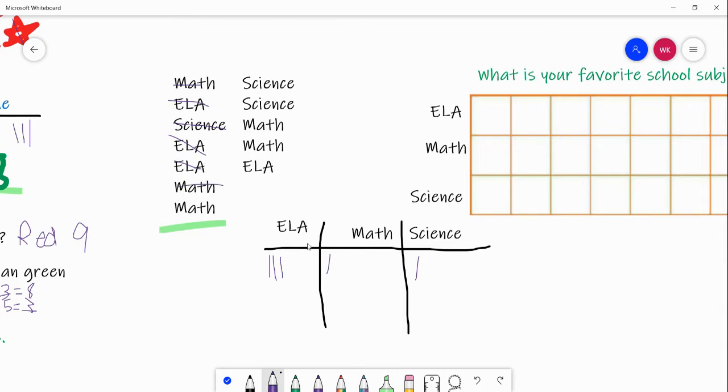And then we have 1 math, another math, science, science, math, math. Remember, the 5th one goes vertical, and ELA. All right, so let's go ahead and look how many we have of each. So we have 4 people who like ELA, 5 people who like math, and 3 people who like science.